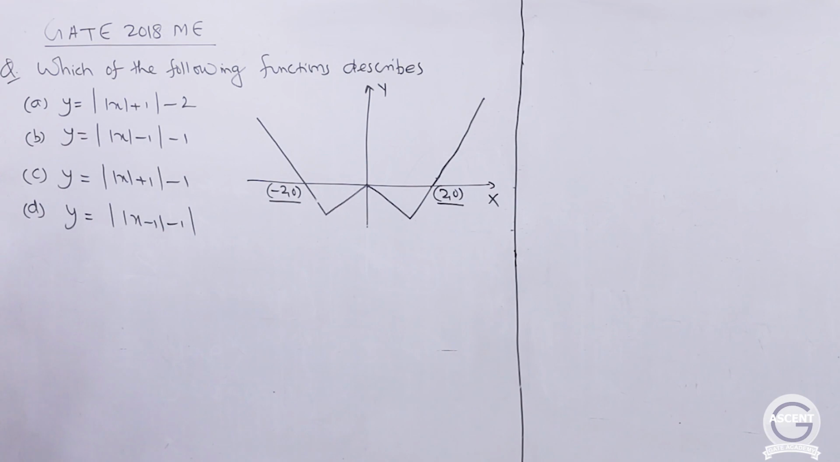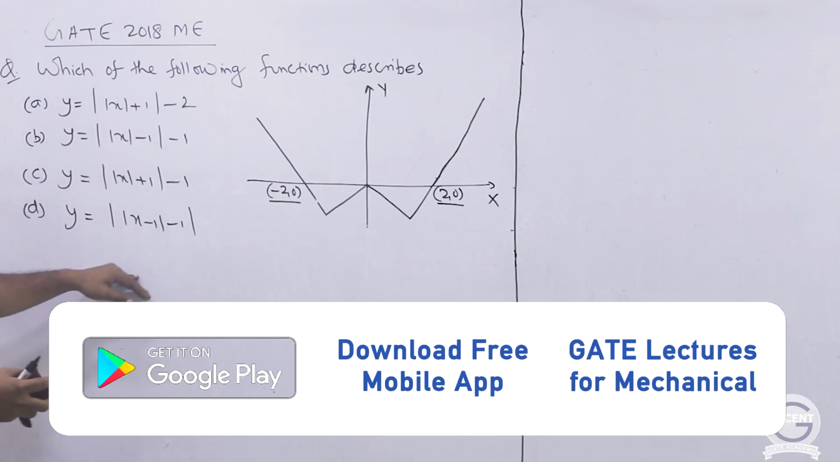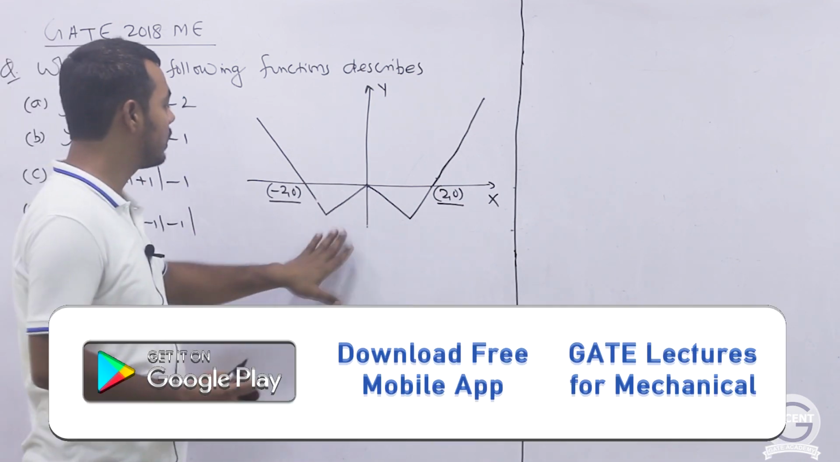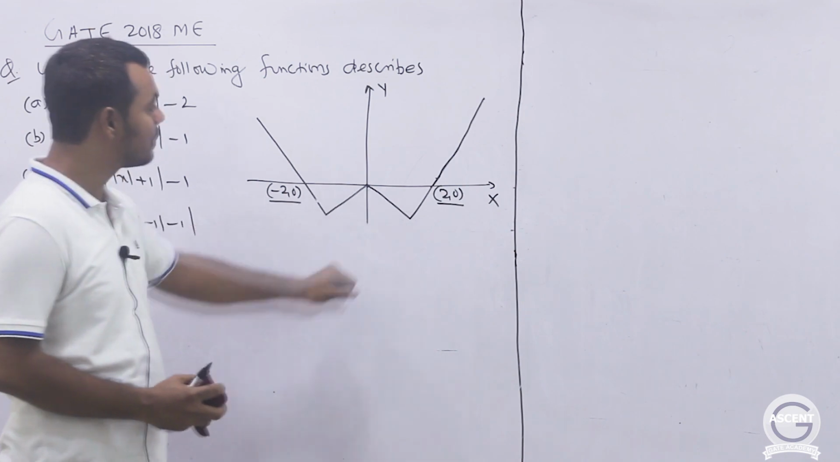Okay, so there was one very good question in GATE 2018 in the mechanical department based on the concept of graphical transformation. This was the question: which of the following functions describes this graph? Four options were given and you had to identify which one of these functions will have a graph similar to this one, or in fact exactly this one.